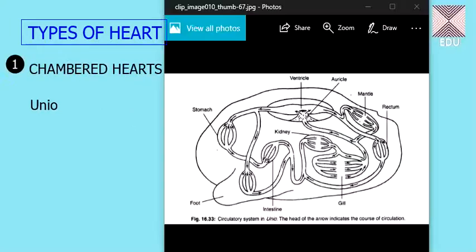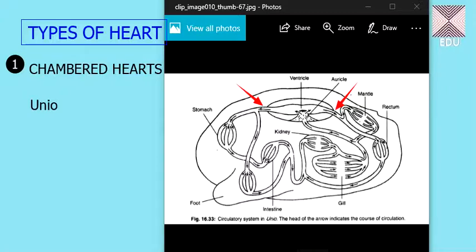So this can be seen in this particular diagram. So here students, we can see the heart of the unio. Here you can very well see that this is the ventricle, and this is the auricle. So what we have over here is that the two aortae are originating from the two ends of the single ventricle. Here you can very well see the aortae originating on both ends of the ventricle.